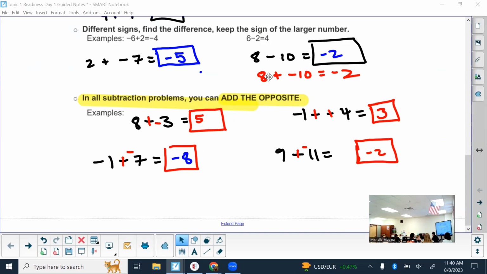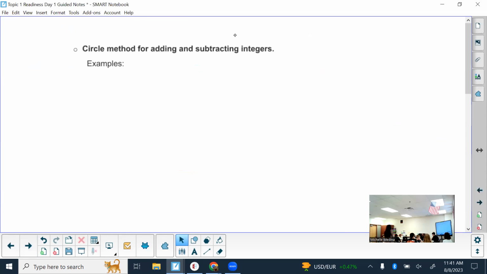Okay, so I believe we filled out this whole front side, right? We did some deep dives. Adding the opposite is how I've always remembered it since second grade. All subtraction problems, you add the opposite. Now, sometimes that confuses people, and I get it. Here's another way that you could do operations with integers. I call it the circle method. Other people call it the battery method, whatever you want to call it. But it's a great way to visualize what's going on.